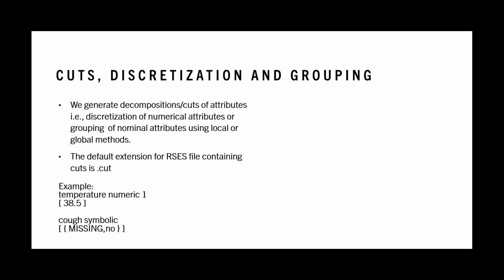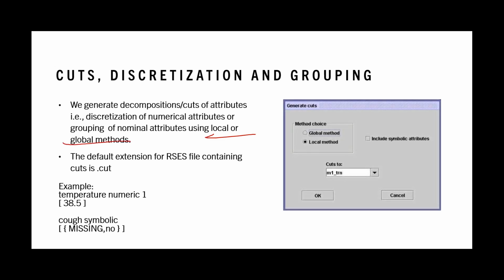Cuts, discretization, and grouping. We generate cuts and decompose the attributes, or we group the nominal attributes, using two different methods: the local discretization method or the global discretization method. The main difference is that local is inclusive of the symbolic attributes. Whenever there is an attribute on which we want to cut, and it is of type symbolic, we have to use a local method because global is not valid.